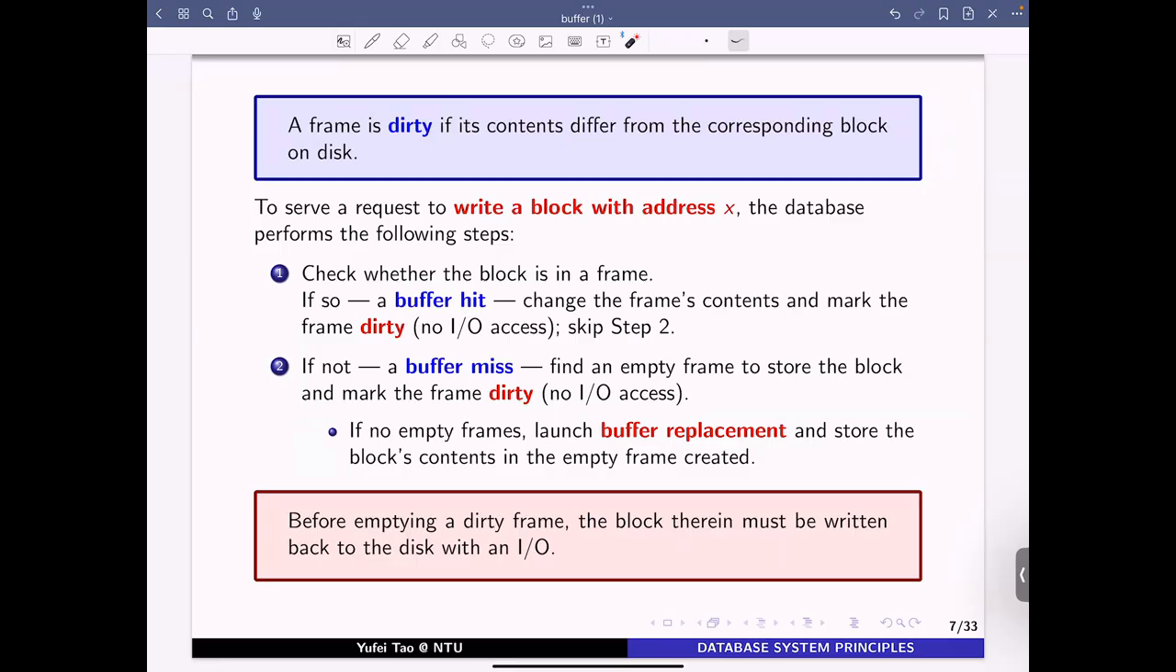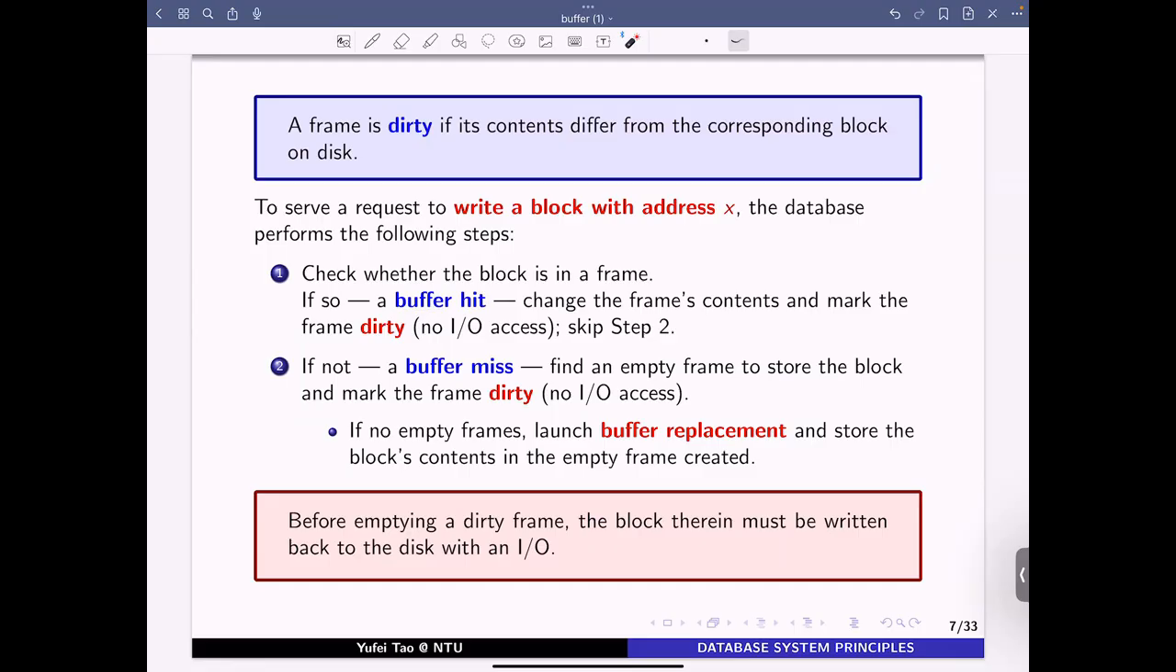Now we are ready to talk about the writing process. Say a program wants to write a block with address X. In this case, the database does the following. First of all, the database checks whether this particular block, remember we have the address here, exists in the buffer pool. If so, then we have a buffer hit, okay? And then the database simply performs the modification in the main memory, all right? So now the frame is updated, okay?